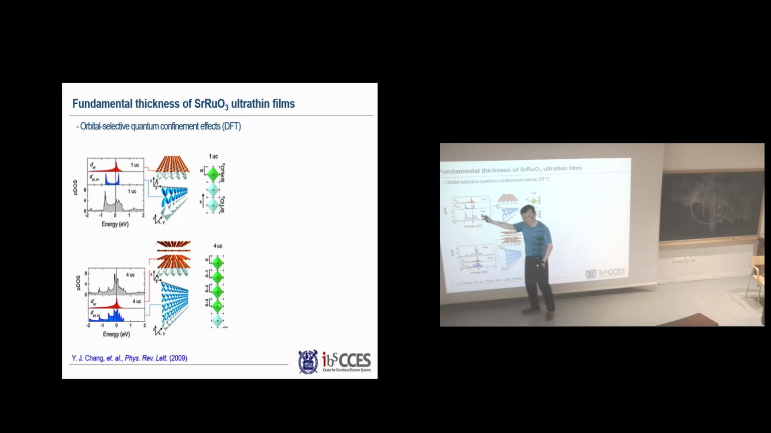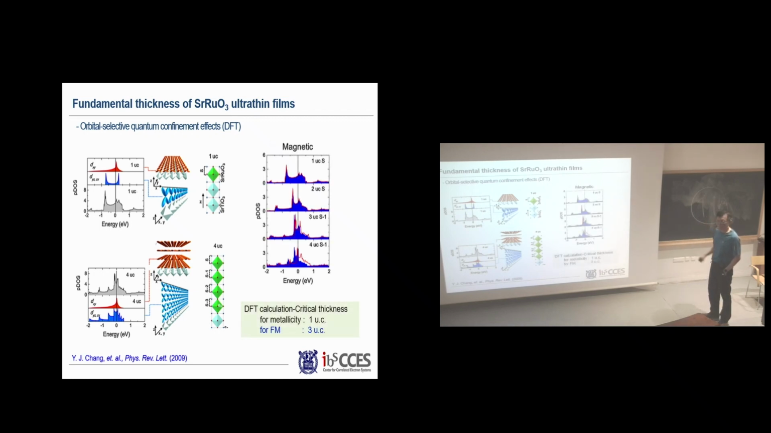This is their explanation. They say that along the y direction, or along the z direction, there is a quantum confinement effect, but it depends on the orbital. That's the reason they call it an orbital selective quantum confinement effect. So with these pictures, we can explain why ferromagnetism disappeared at 3 unit cells.